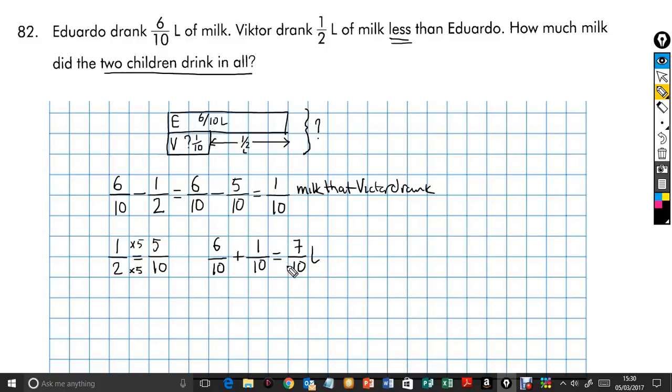We should look, can we simplify this? Is there a number that we can divide into both top and bottom? All right, no, there isn't, so we will leave it as 7/10. I hope that helped.